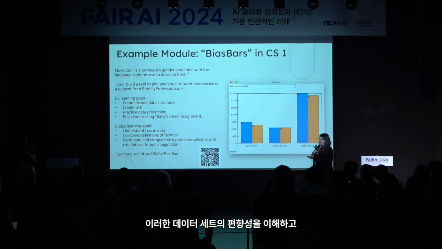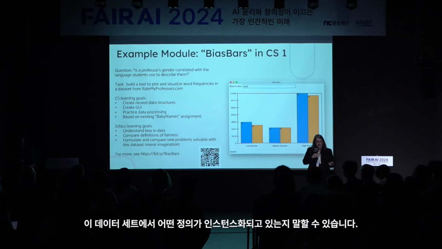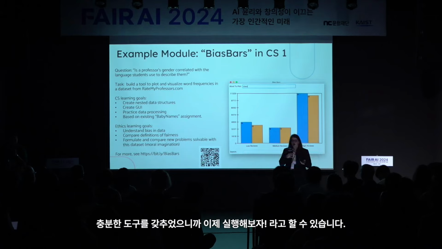But now we add new ethics learning goals. We can understand the bias in these data sets. We can learn different definitions of fairness and say which ones are being instantiated by this data set. And then we can also say, you have enough tools to formulate new problems with your creativity and moral imagination, so let's practice that.